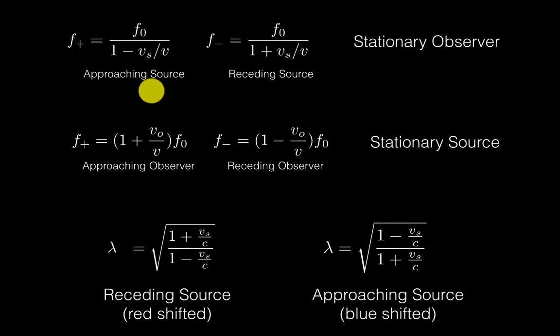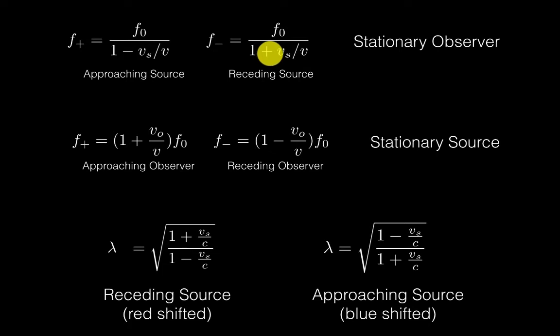few details about them. First of all, if the source is approaching, the wavefronts are going to pile up and the frequency is going to increase. So this denominator here includes a minus sign because we want to increase the frequency of the source for the Doppler shift due to an approaching source. For a receding source, we have a plus sign in the denominator because the frequency is reduced.